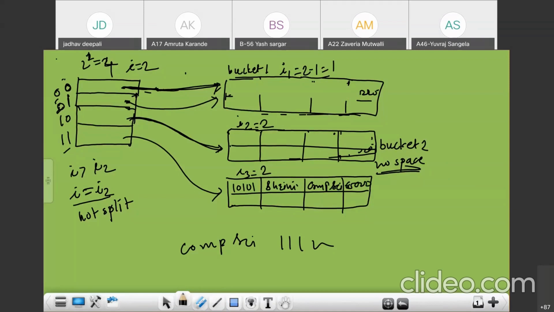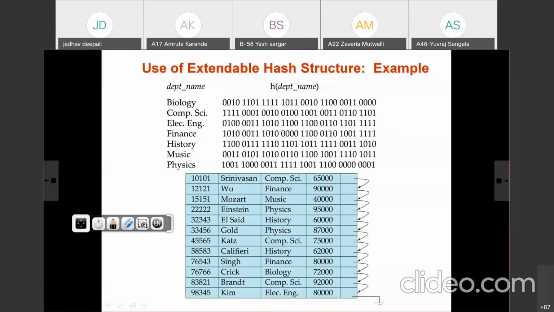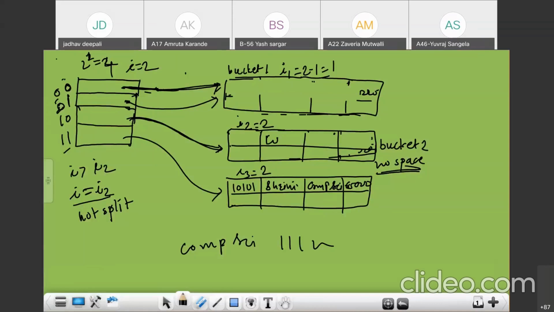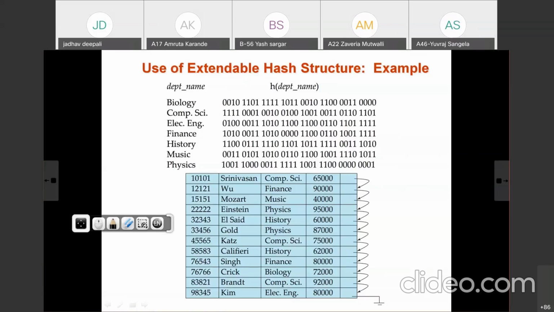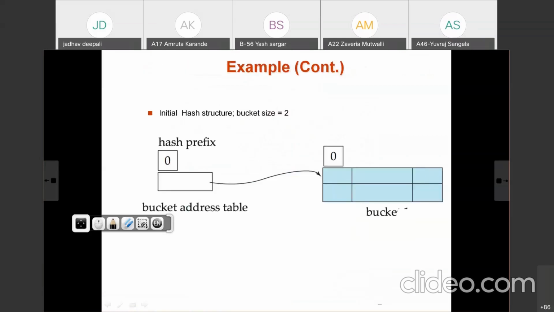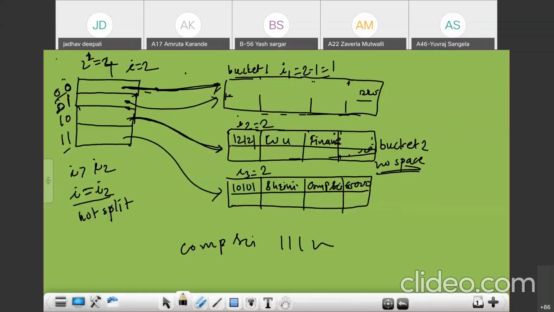Next one is U finance. What are the first 2 bits of finance? 1, 0. Okay, so 1, 0, follow the pointer. Here we add U finance. Next one is music with Mozart. The first 2 bits of music are 0, 0. It is here, so follow the pointer. Here we add Mozart, music.